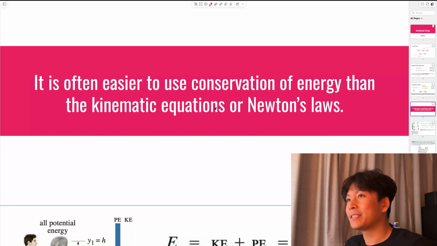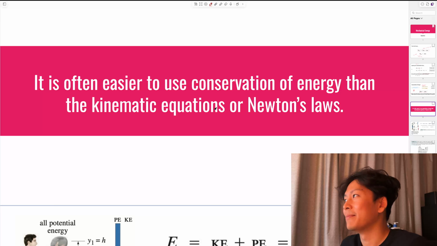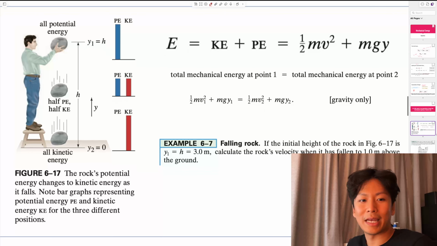Oftentimes it's actually easier for us to use the conservation law, so conservation of energy, rather than kinematics equations or Newton's laws, because those are vector quantities and you need to keep track of direction, whereas energy is a scalar quantity, right? Which means that I can just add the numbers and it's fine. Okay, let's do an example.